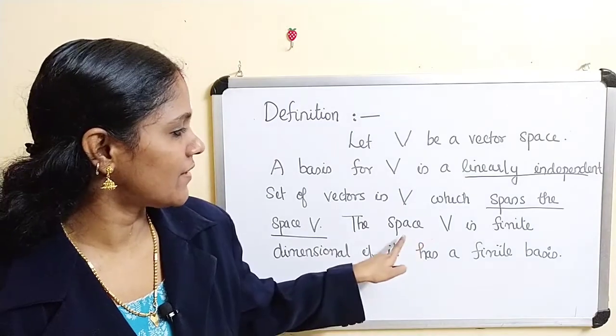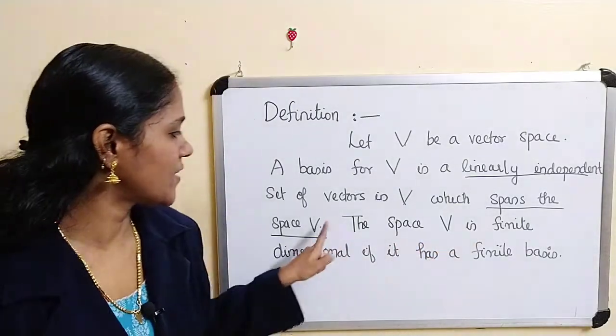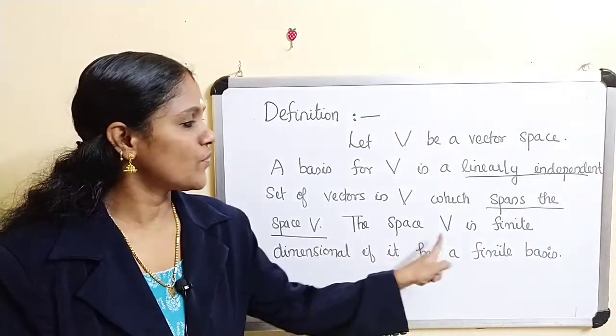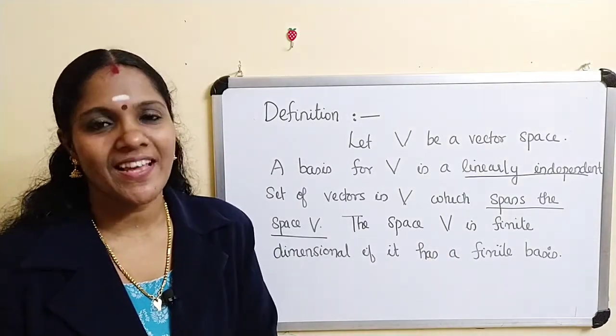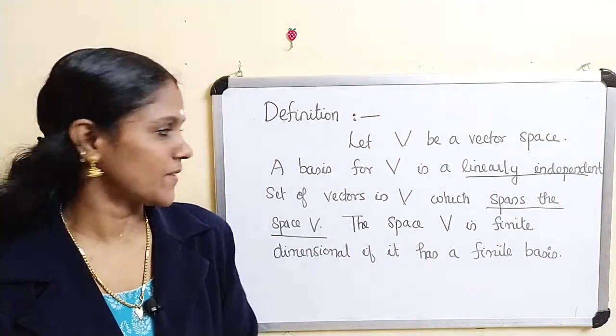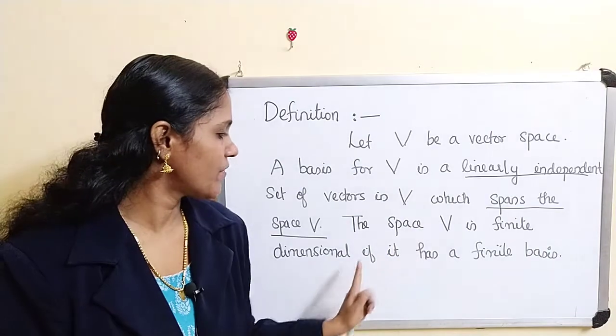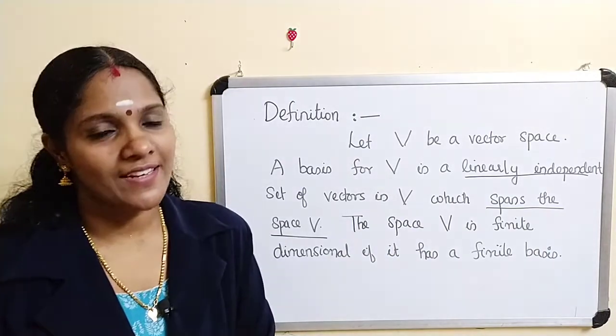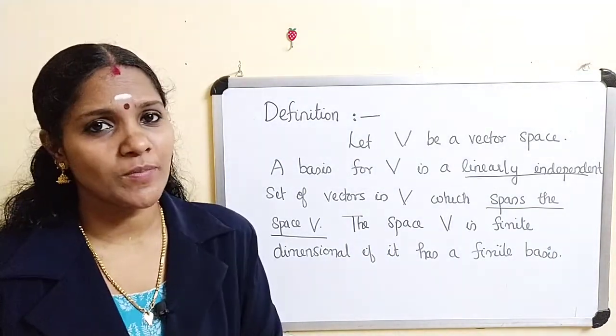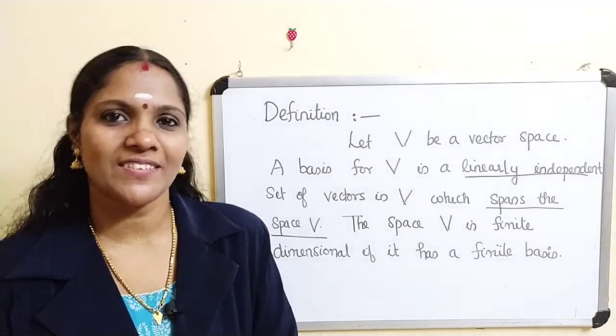Now if the number of elements in that basis is finite, then we call the space V a finite dimensional vector space. The space V is said to be finite dimensional if it has a finite basis. Finite basis means the number of elements in the basis is finite.